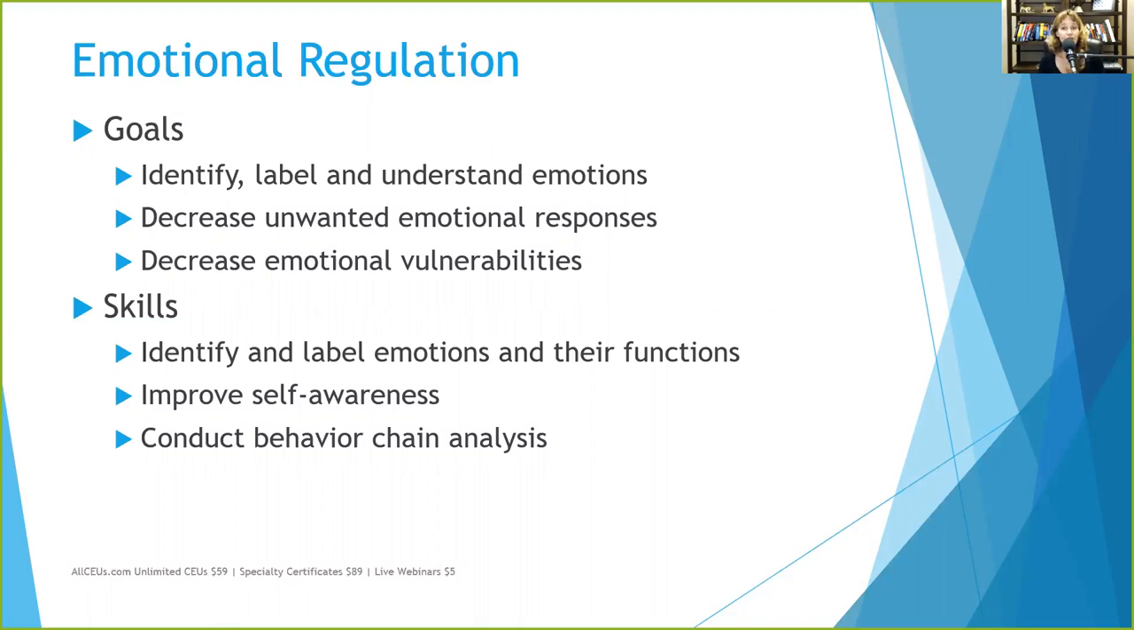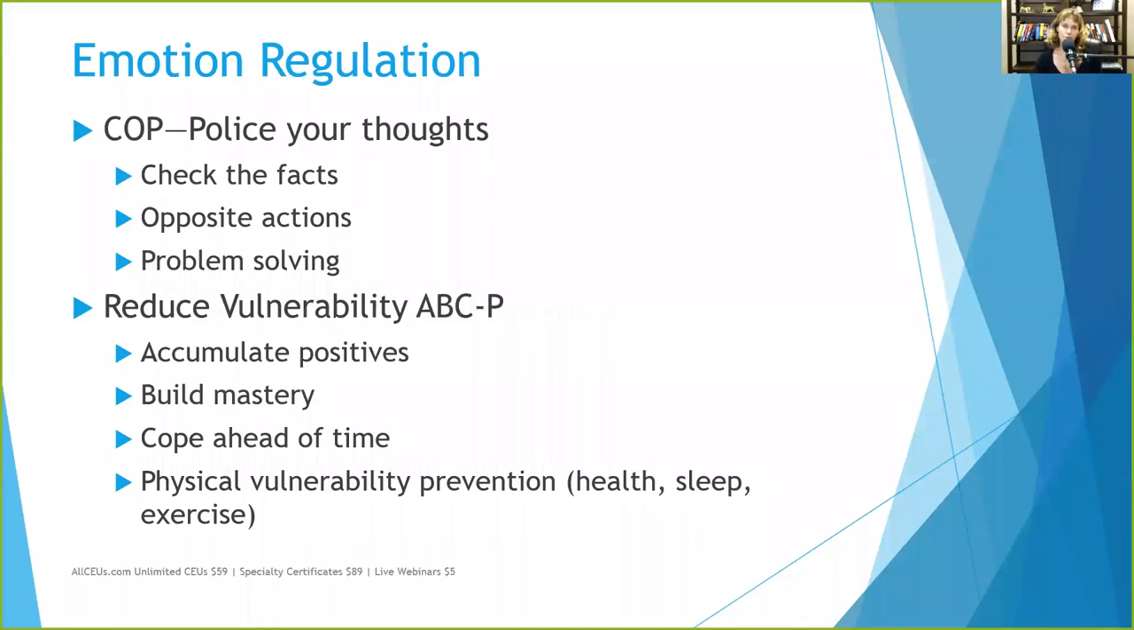So what they're going to do is identify and label emotions and their functions. I'm scared. Okay, you're scared. Tell me why. What's the function of you being scared? What do you want to do? And what do you think is causing this scaredness? Improve self-awareness. Through questioning like that, through talking it out, people will start to understand where their emotional reactions are coming from, and they can choose whether or not to follow up with it. A behavior chain analysis is the way you can go about helping people work through that, and that's a couple more slides.